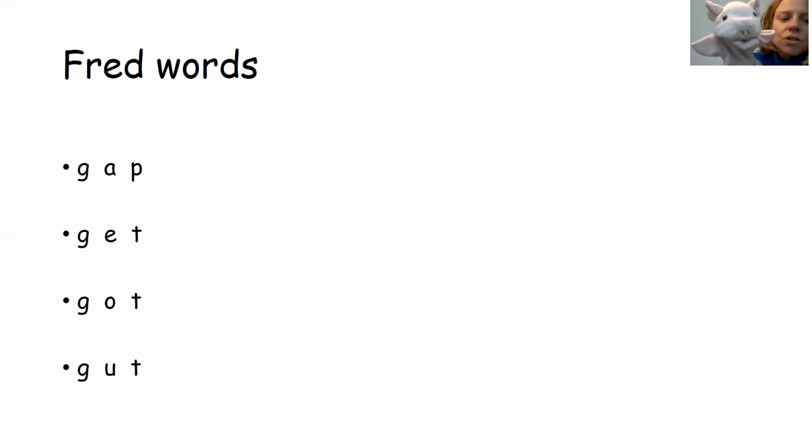Okay, and let's try the last one then. It has the same letters as the other two words. It's got a g at the beginning and a t at the end, but this time the middle sound is u. So it's not get, got, g-u-t. I think I know what it is. Do you know what it is at home?